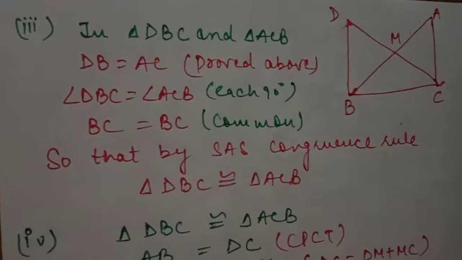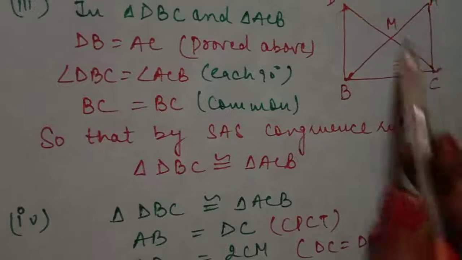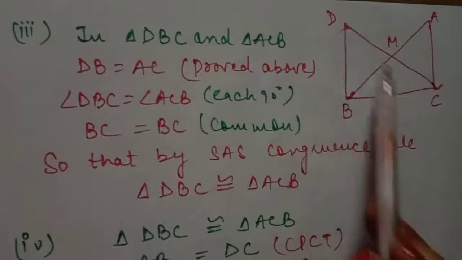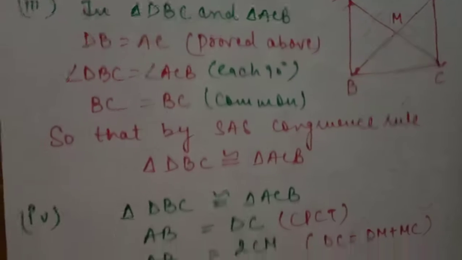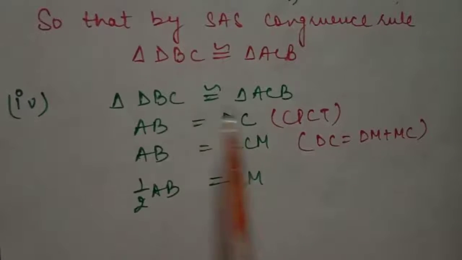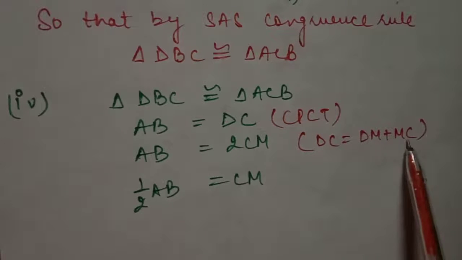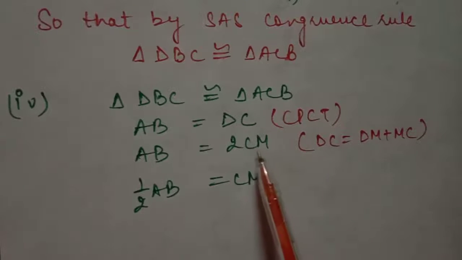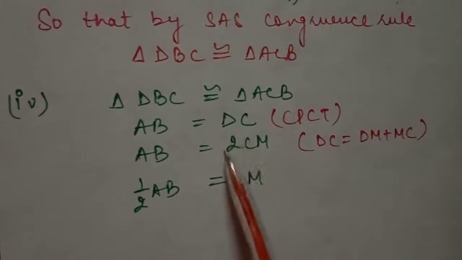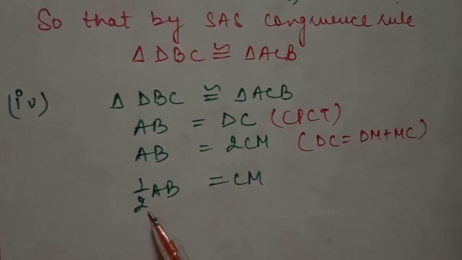If these two triangles are congruent, then definitely DC and AB are equal to each other by CPCT. We know very well that DC is equal to DM plus MC and they are both equal to each other. We can replace DM also by MC. So DC is double of CM. This 2 is present here in multiplication. We will shift it to the other side, where it is present in division. This is your fourth part proved.